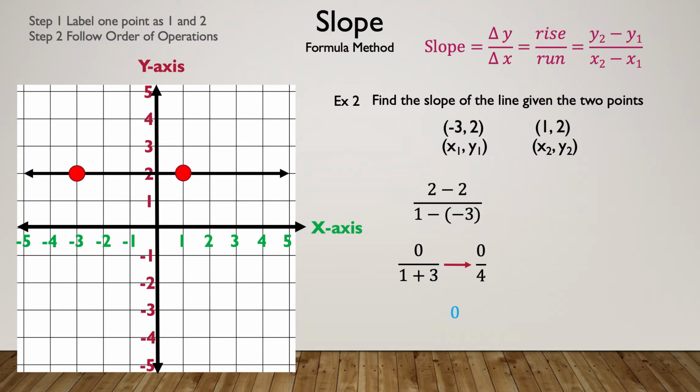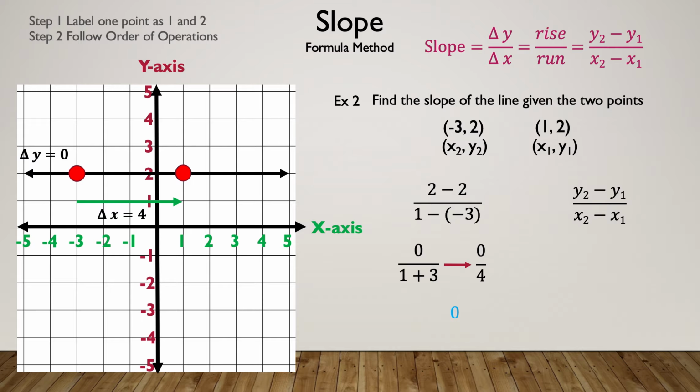And now let's check in with delta y and delta x. As you can see, delta y is equal to 0 and delta x is equal to 4. And so 0 divided by 4 is 0. So the graph shows why it is also 0.